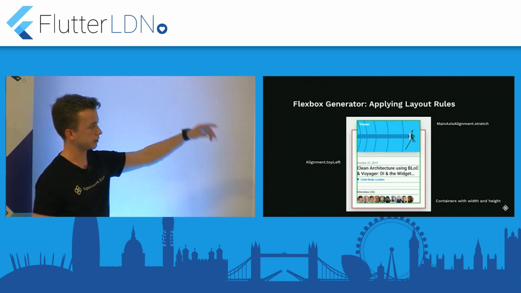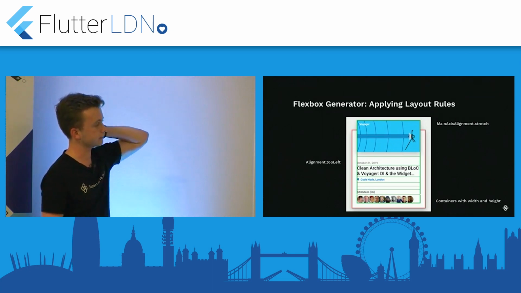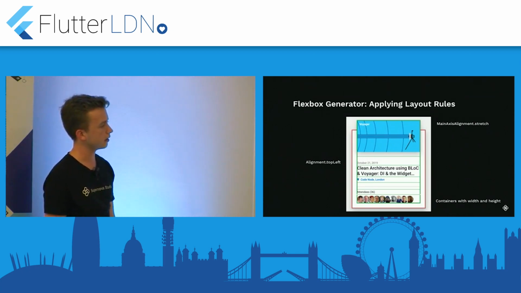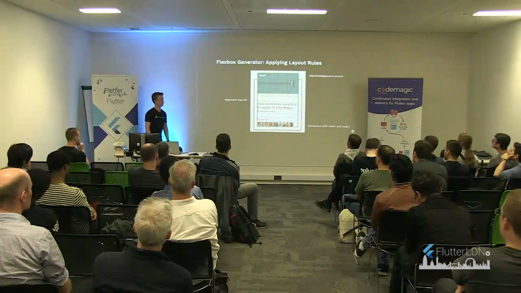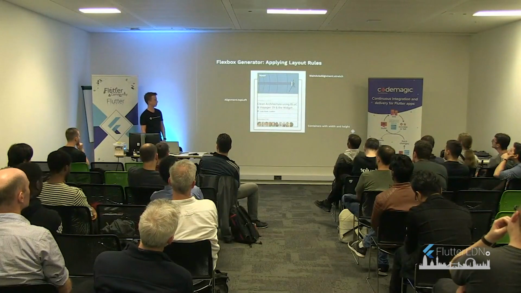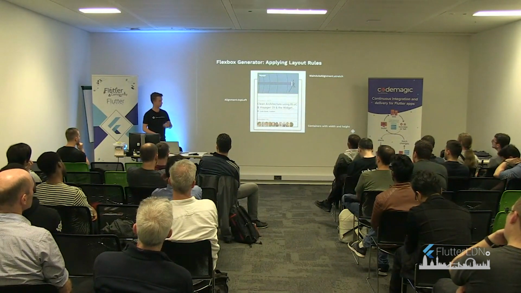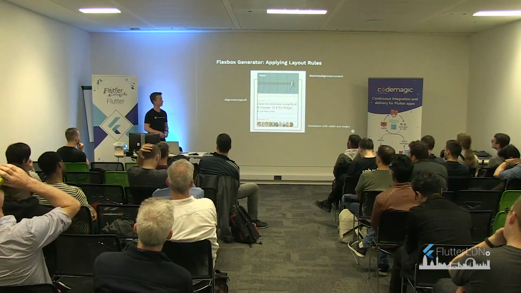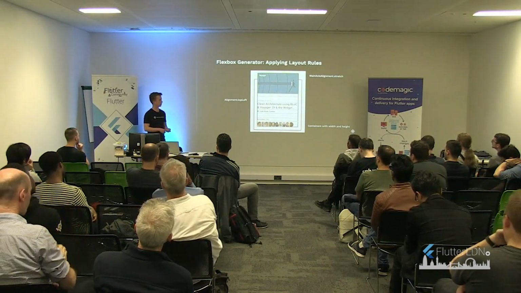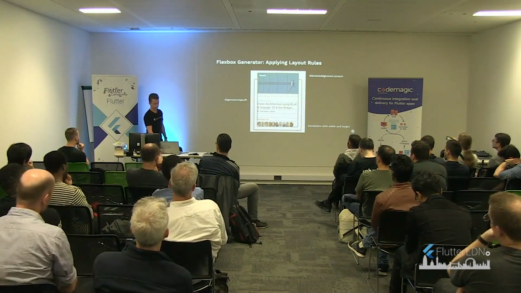So it will use an align wrapper with alignment top left, and it will use containers with defined width and height in order to make the widgets have the desired dimensions on your screen. So this is a quick overview of the layout generator in SuperNova.